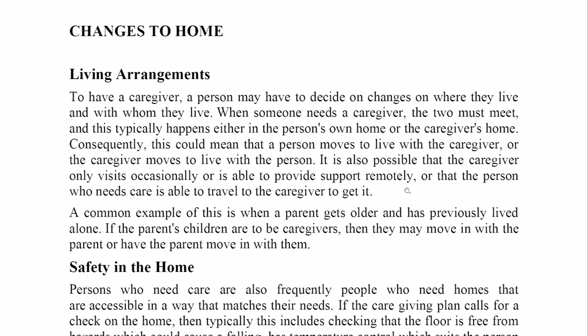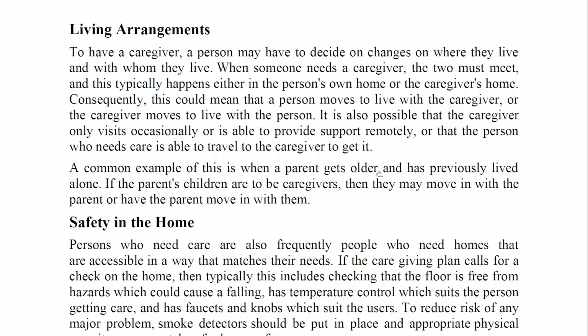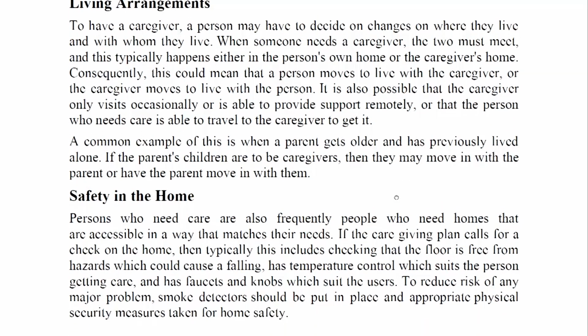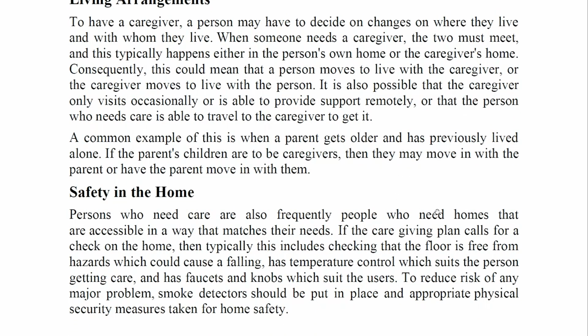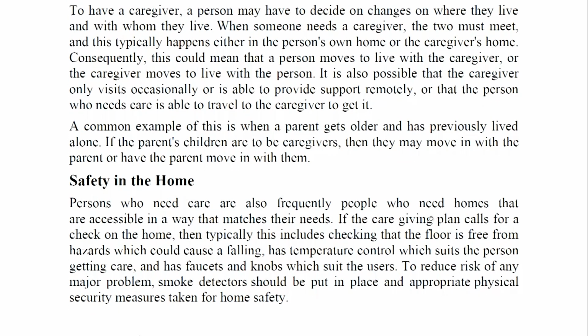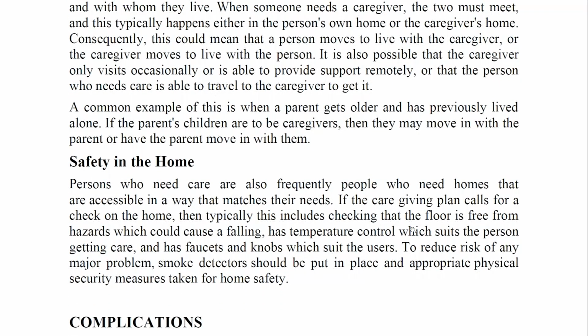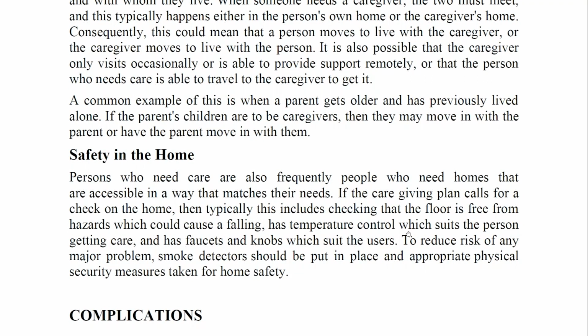Changes to home living arrangements. To have a caregiver, a person may have to decide on changes on where they live and with whom they live. When someone needs a caregiver, the two must meet, and this typically happens either in the person's own home or the caregiver's home. Consequently, this could mean that a person moves to live with the caregiver or the caregiver moves to live with the person.